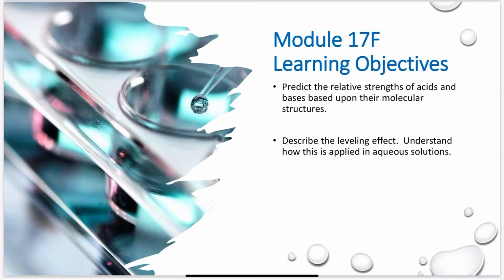One thing we often do as chemists is use different acids because they have different properties, they have different strengths, they have different abilities. But how do we understand the strength of an acid? You should be able to predict the relative strength of acids and bases based on their molecular structures.